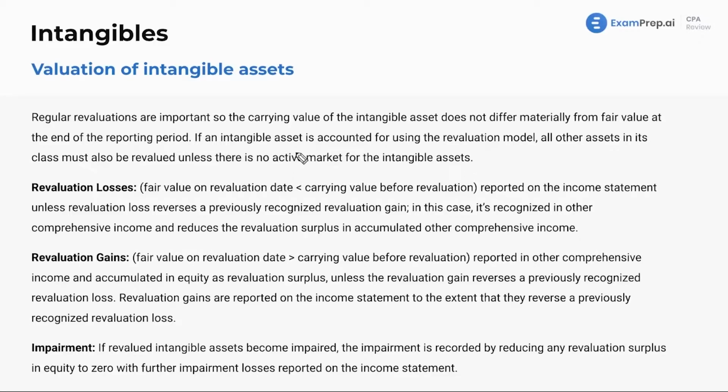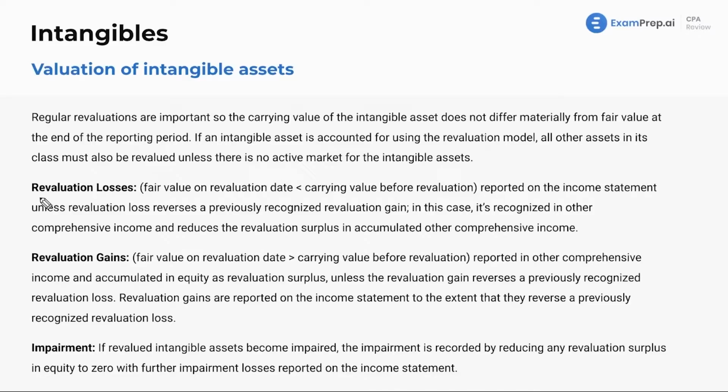If an intangible asset is accounted for using the revaluation model, all other assets in its class must also be revalued unless there is no active market for the intangible assets. This is saying if, let's say, it's such an obscure, unique, nothing else like it in existence, well, yeah, maybe it's going to be pretty much impossible to revalue it. But most things have at least a comparable comparison to value it to.